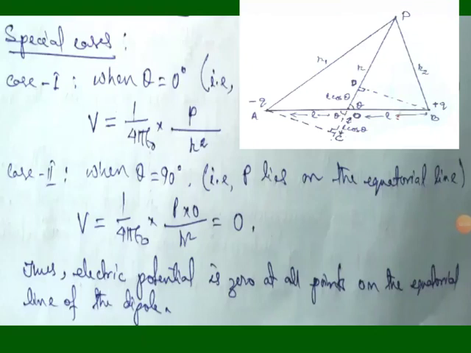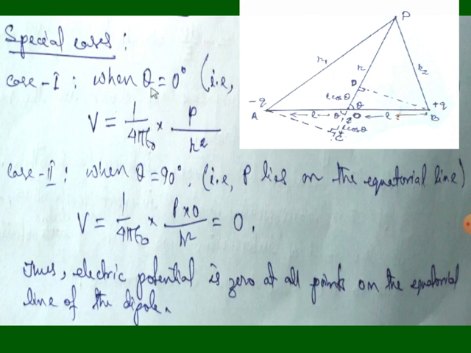Class 12. In the previous class we learned how to find the electric potential due to an electric dipole at any arbitrary point P, and from special cases we learned for the axial line, when theta is equal to 0 degree, and for the equatorial line, when theta is equal to 90 degree.